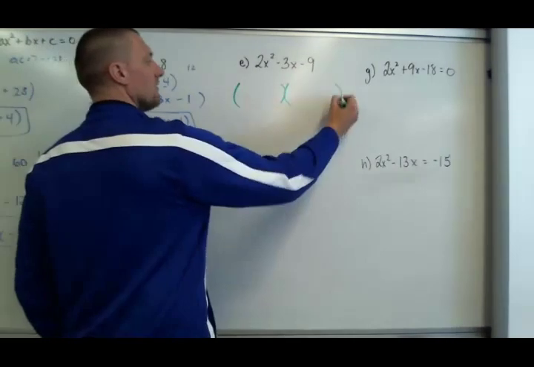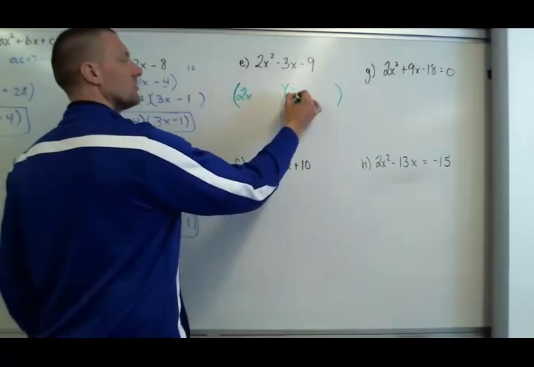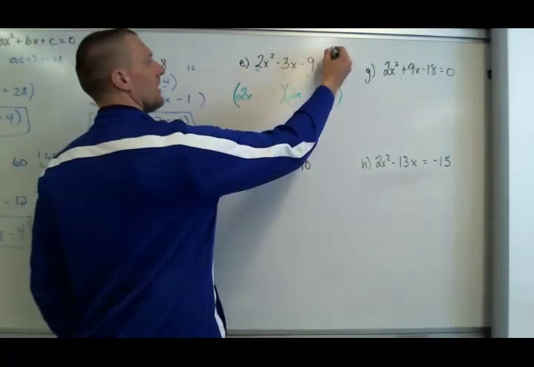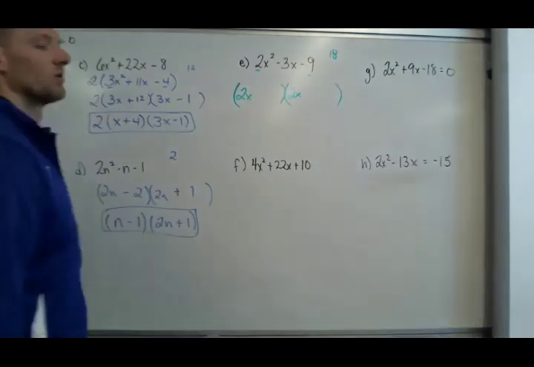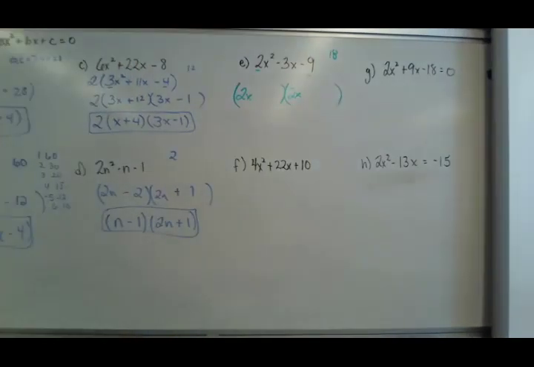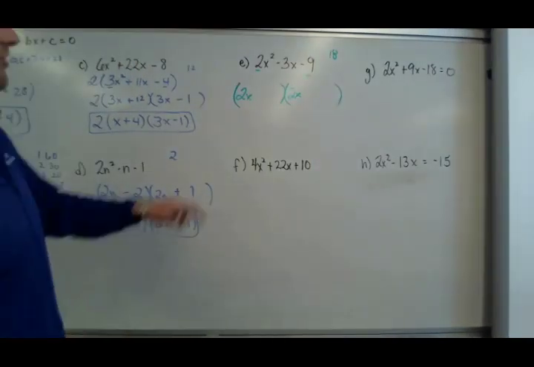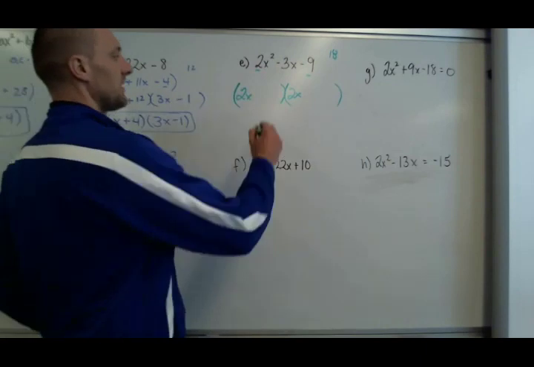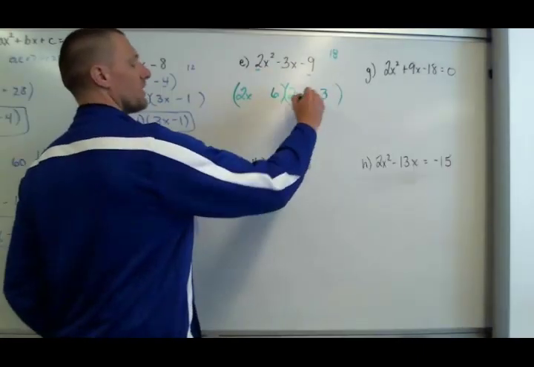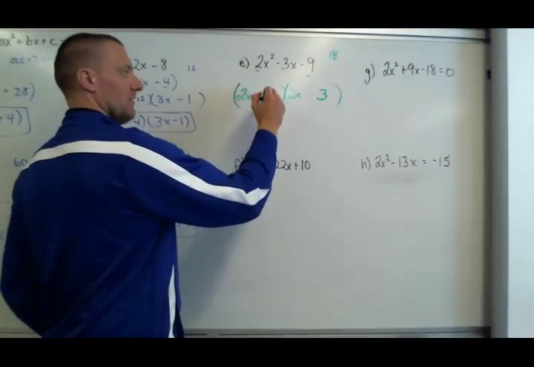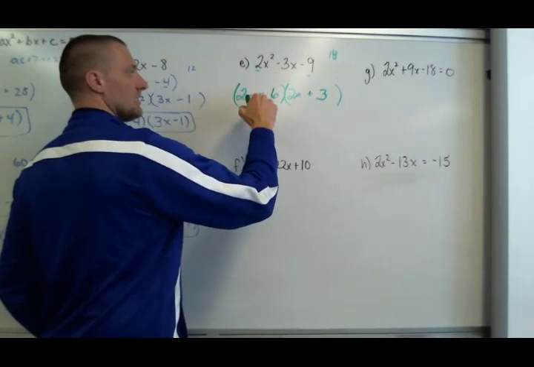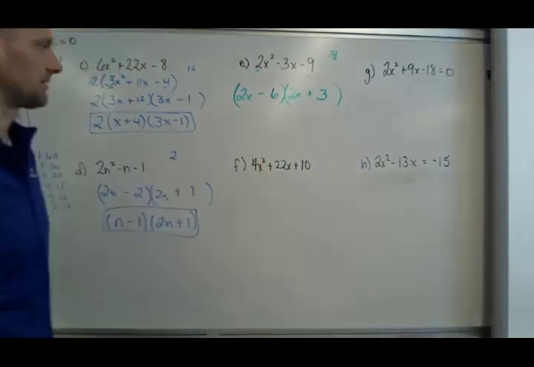So we break these down. I've got the 2x. I multiply across, get an 18. So we're looking for two things that multiply to 18, have a difference of 3. Well, that's going to be 6 and 3. I need a negative there, so I'm going to have opposite signs. So negative 6 and a positive 3.